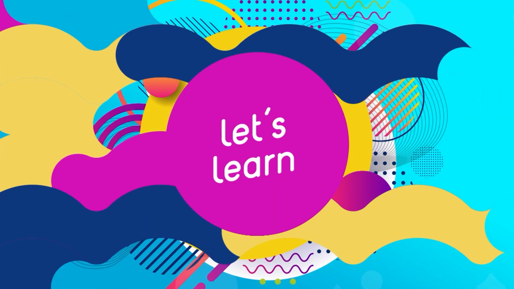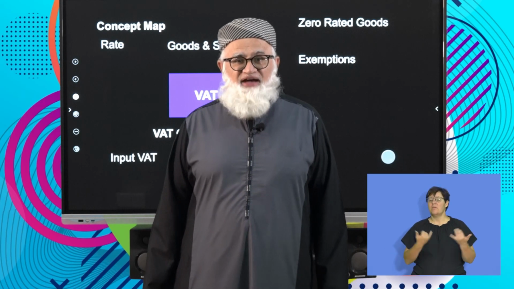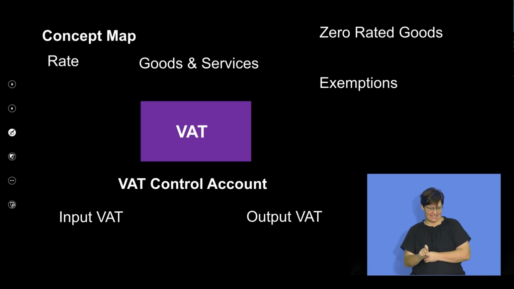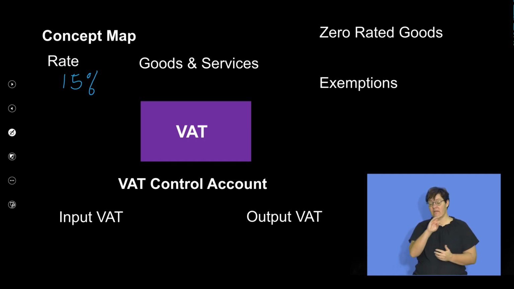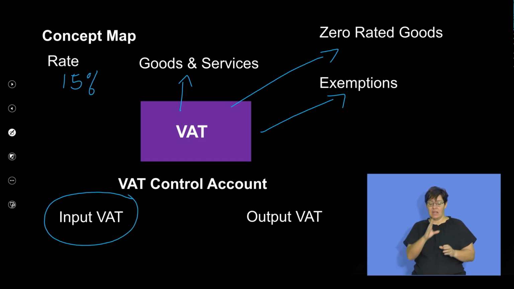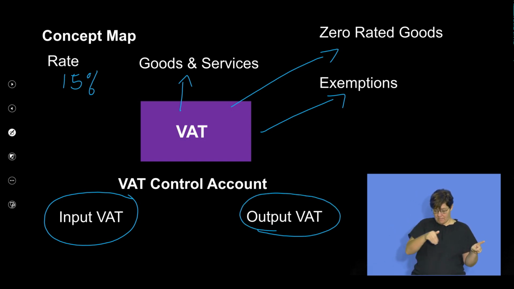Welcome back, Accounting Boffins. We're busy with VAT, value added tax. A quick recap. Remember we said the current rate of VAT is 15%, right? We said that VAT is levied on goods and services. We said you have zero rated items, you have certain exemptions on VAT. We said input VAT is a VAT that we pay as a VAT vendor, which we can claim back from SARS. And then you have output VAT, which is a VAT that we collect and we pay over to SARS.